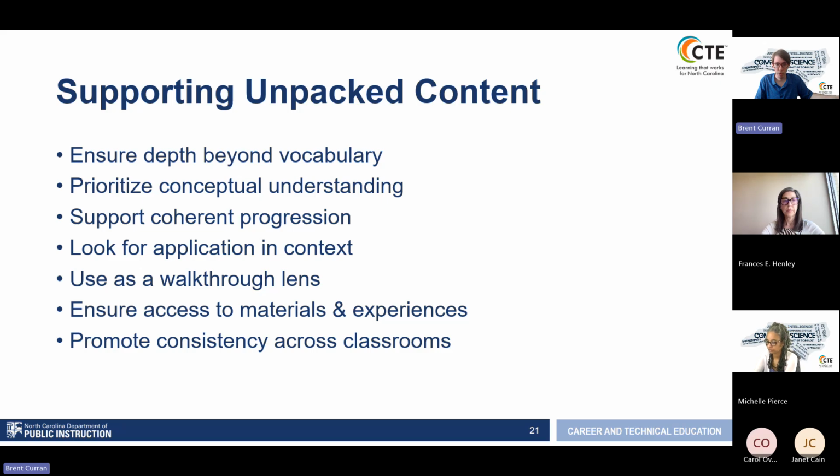Look for instruction that moves past naming parts towards explaining the function and their purpose. Prioritize conceptual understanding. Students should understand how force, motion, and power transfer, not just list them. We should support coherent progression. Teachers should build from simple machines to more complex robotic systems logically. Look for the application and contents. Students should apply concepts and builds, not just learn them in isolation.